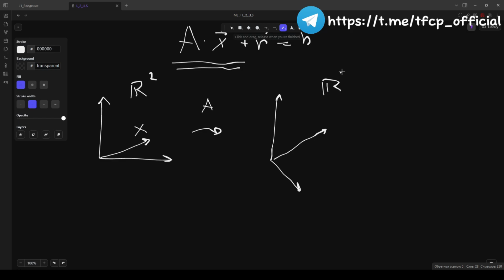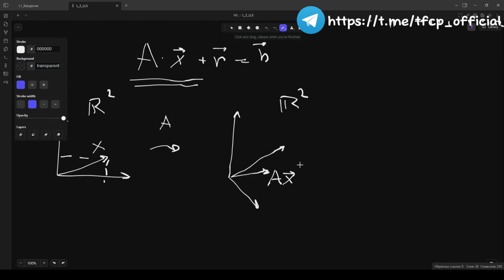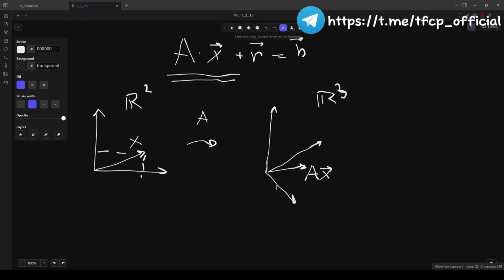R3. And the vector X itself, which is a two-dimensional vector with some 2 components, transforms into a three-dimensional vector. I will refer to it as Ax. Moreover, pay attention, this is in a general case. If we consider our specific matrix, which is 1, 1, 1, 1, 2, 3, how exactly is this space formed? It must be in the space R3.